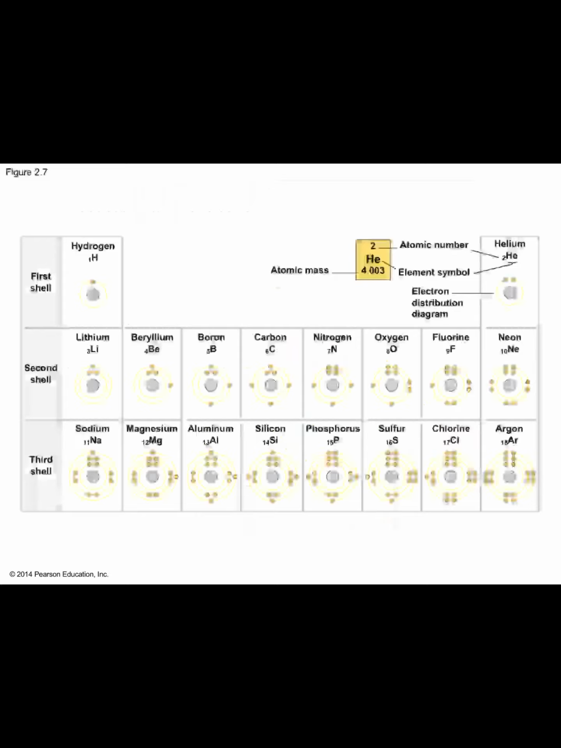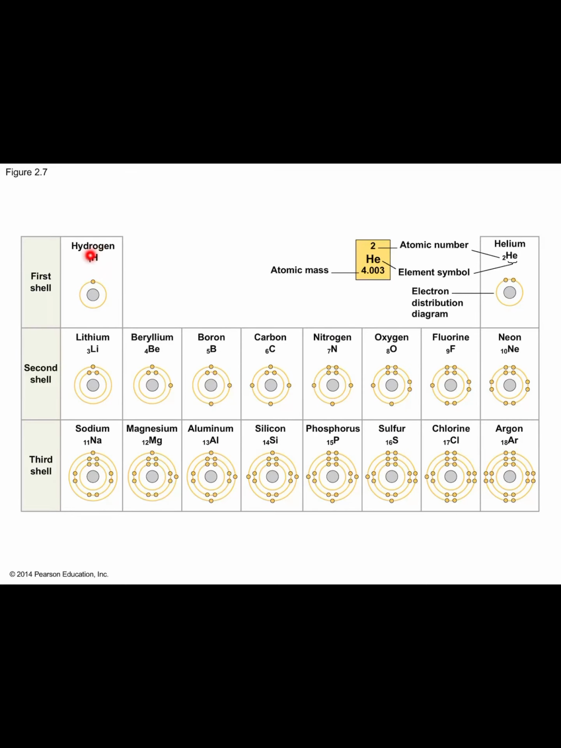This is an abbreviated version of the periodic table. It just contains the first three rows, okay, or periods as they're called. And so, first of all, what you see up here in the top left is hydrogen.